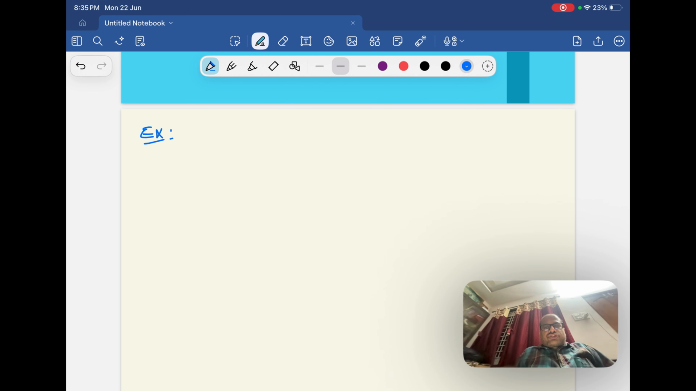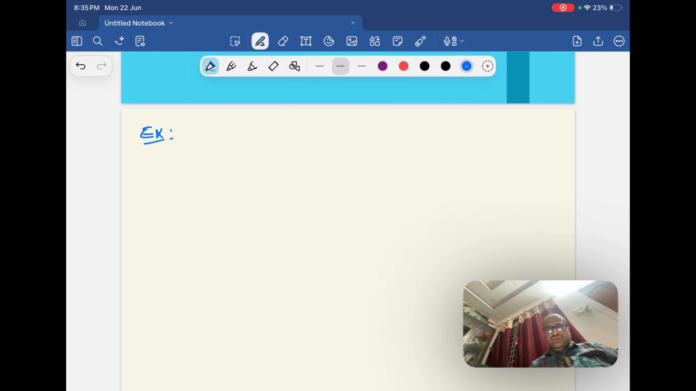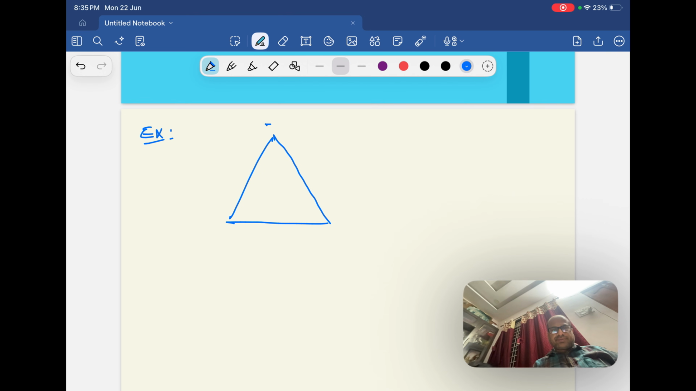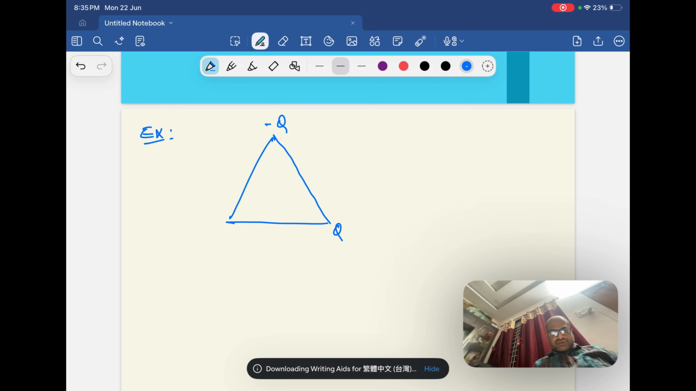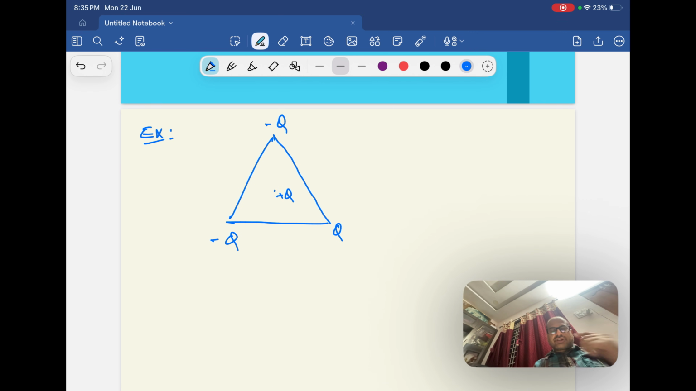Today we'll talk about a question based on the electrostatics concept of net force. Now see here, we have three charges: minus q, plus q and minus q. Another charge, plus q, is placed at the center. We have to find the net force on this charge.